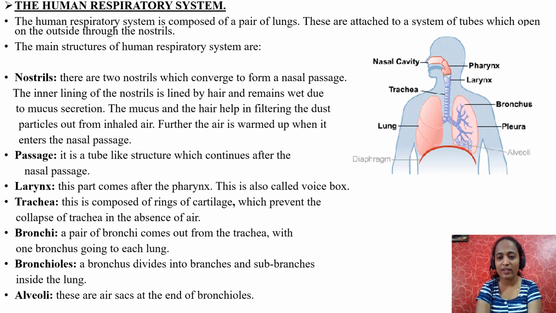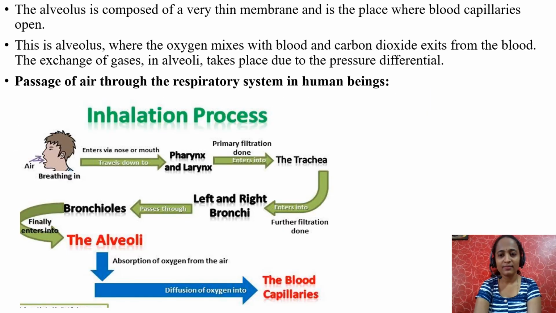It is the site of exchange of gases. As I told you already, the alveolus is a balloon-shaped structure composed of a very thin membrane, and it is the place where blood capillaries open. What is the use of blood capillaries? Blood capillaries bring unwanted gas like carbon dioxide and give it to the alveoli, and receive oxygen from the alveoli. So the alveoli is the place where exchange of gases takes place.